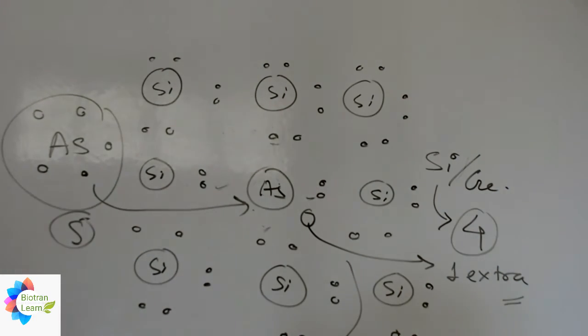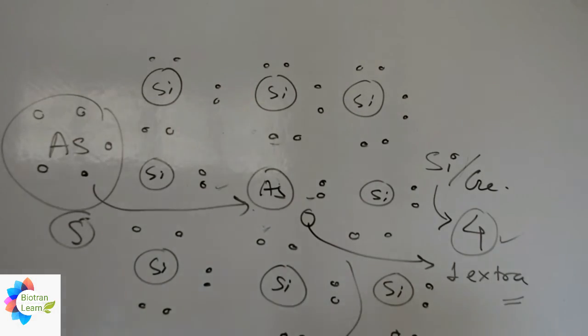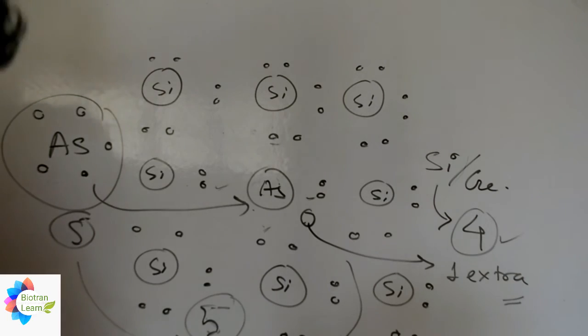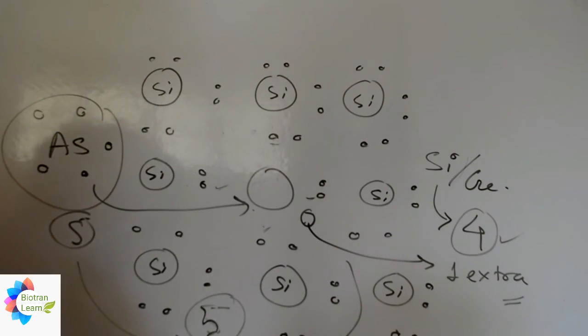Now, what is the case of p-type? What we know is this is 4, right? If we introduce 5, then we will get one extra electron. This is n-type. Now let's move to the p-type conduction.